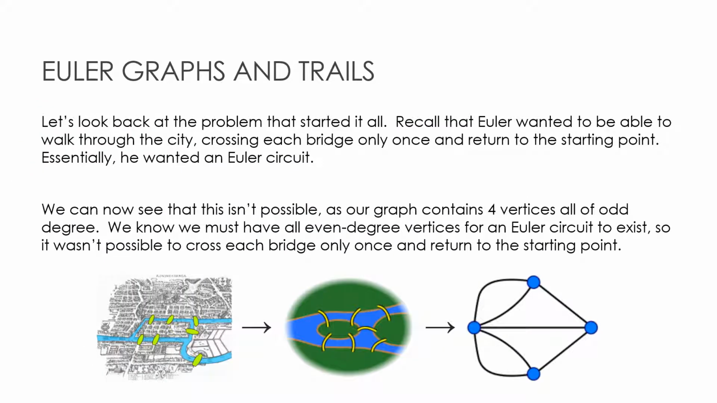So looking back at the original problem that started all of this, looking at this vertex, I have a degree of 3. This has a degree of 3. This has a degree of 3. And this has a degree of 5. So we can see we have 4 vertices, all of odd degree, and therefore, based on Euler's studies, we know that it's not possible to cross each bridge only once and return to the starting point, because essentially what he was asking is, can we have an Euler circuit? An Euler circuit, because we're beginning and ending at the same point.